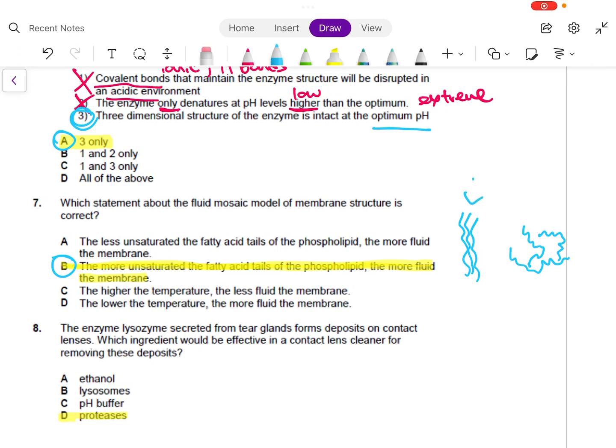And this is true. So here we have something that's very saturated. The more unsaturated it is, the less likely the phospholipids will pack closely together in the membrane and there'll be more fluidity.